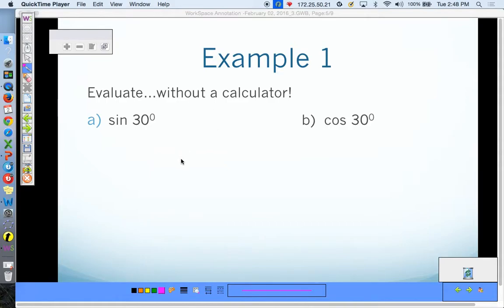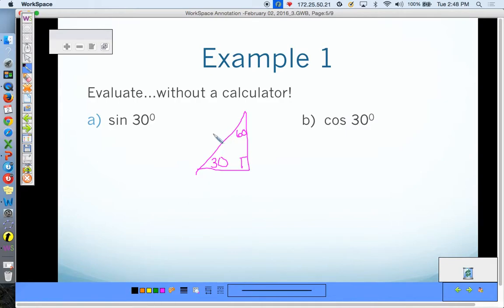We're asked to find these without a calculator. So I'm going to draw a large triangle right here. And let's say this is 30, so we know this is 60. And what are those ratios? Well, this was x over 2, and we have the square root of 3 over 2 times x.